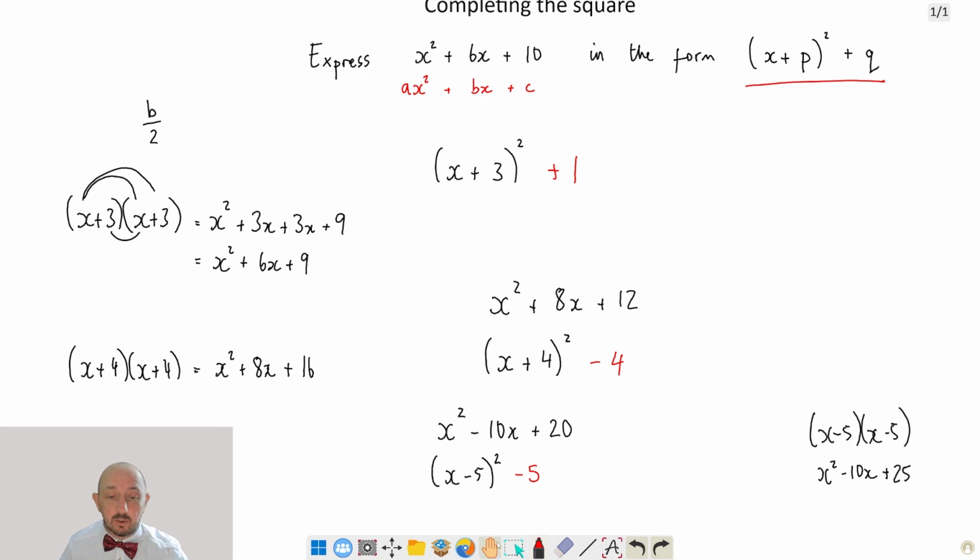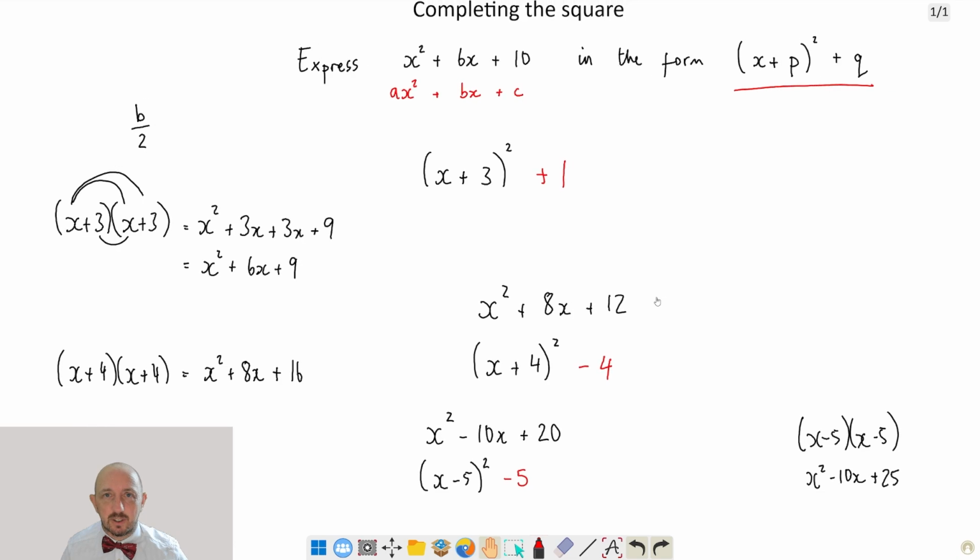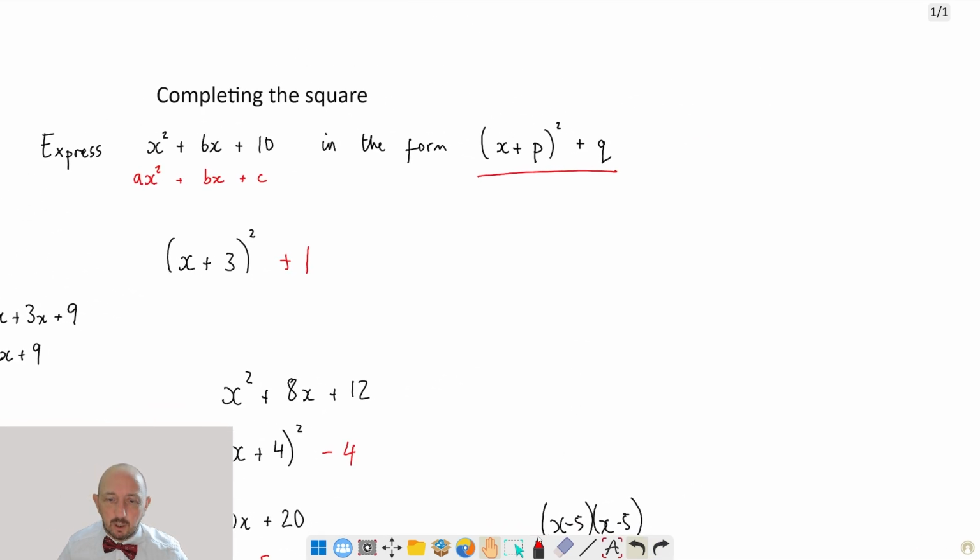Okay, now what does this actually give us? What's the whole point of completing the square? Well, when we look at the quadratic, let's go back to our first example here, x squared plus 6x plus 10, then this would look something like this.